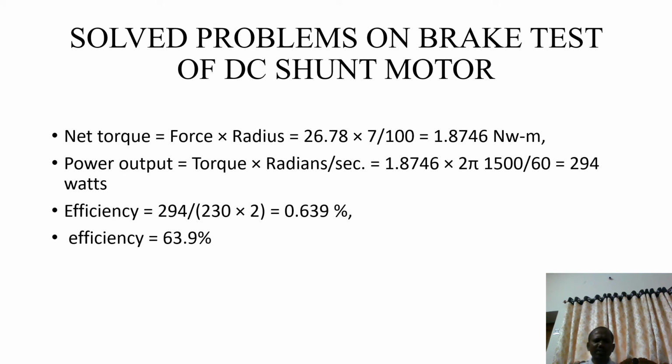Therefore, efficiency is equal to output power by input power. 294 by VI, 230 into 2, which is equal to 0.639. Therefore, the efficiency is 63.9%. When we are considering the efficiency as a percentage, you can write here 63.9%.